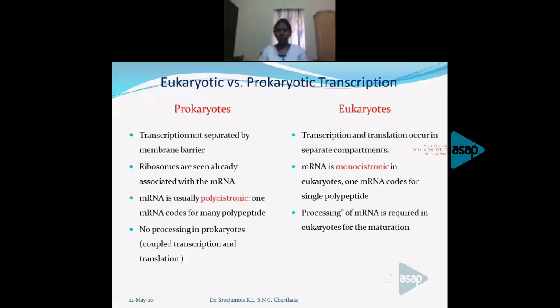But in eukaryotes, it is not the case. In eukaryotes, the transcription happens in the nucleus, and after transcription, this primary transcript must be transported to the cytoplasm to continue the translation process. That is the difference between prokaryotes and eukaryotes. So particularly in eukaryotes, this primary transcript must go through some modifications before it is transported to the cytoplasm.